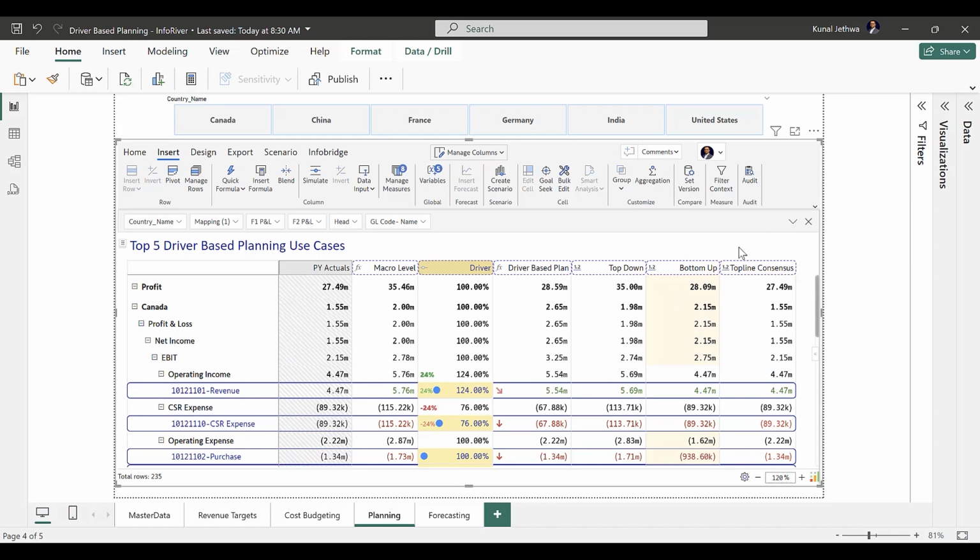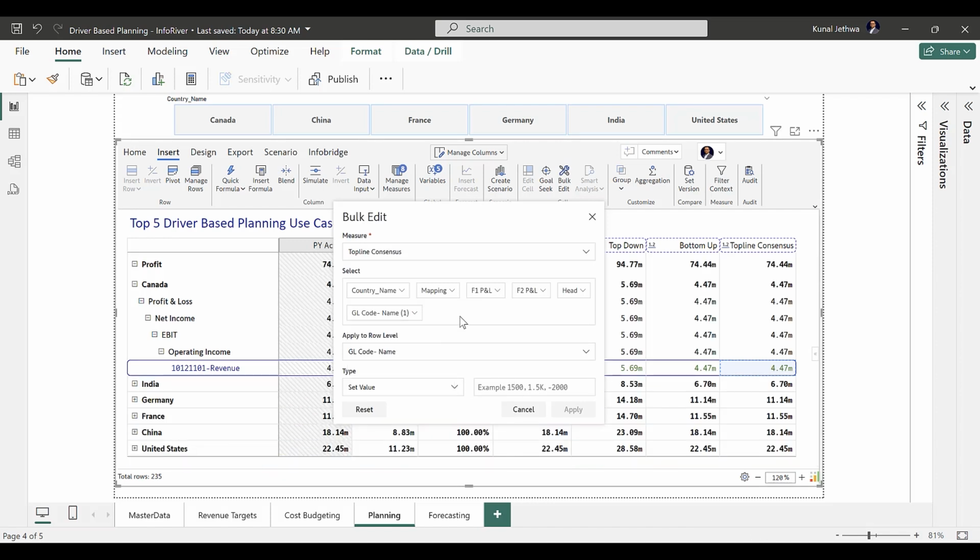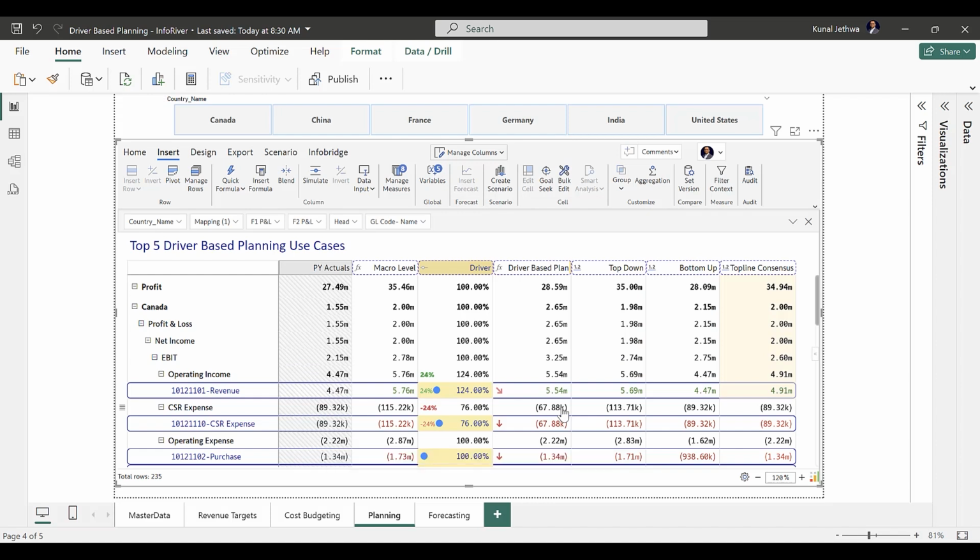Now top-line consensus is a very interesting way of planning using the driver-based method. Let's say the VP of sales wants to only make changes with revenue since that is his KPI. Now we'll go to bulk edit, choose top-line consensus, select revenue, and then let's say append it by 10% and click apply. Only the revenue as the GL account has been appended by 10% and the value gets rolled up to the top-line consensus, giving us our planned consensus profit.